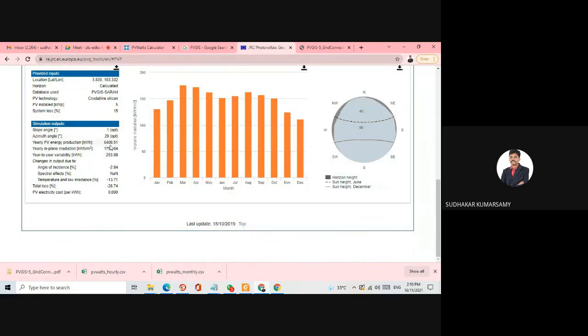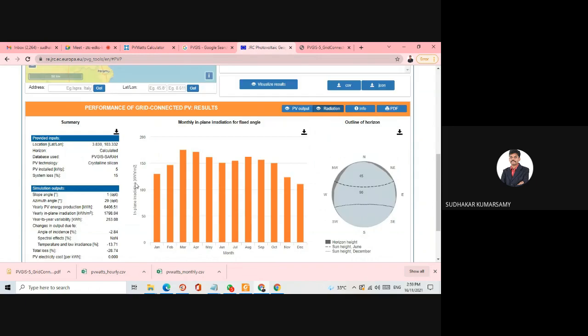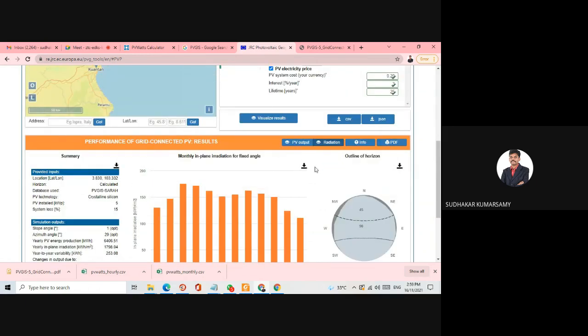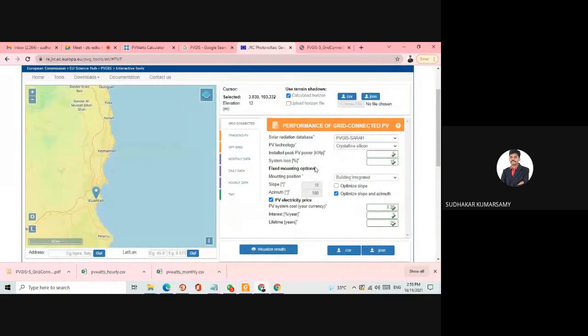Previous case, we got 5884. In this case, optimizing the tilt angle and azimuth angle, this is saying 1 degree is optimum, and the azimuth is saying 29 degrees optimum. But practically speaking, 1 degree tilt angle is not at all good enough. Similarly, azimuth 29 degrees is not at all optimum. So what we can do is we will remove that option. We will not optimize it. We will not optimize anything. We just go for visualization.